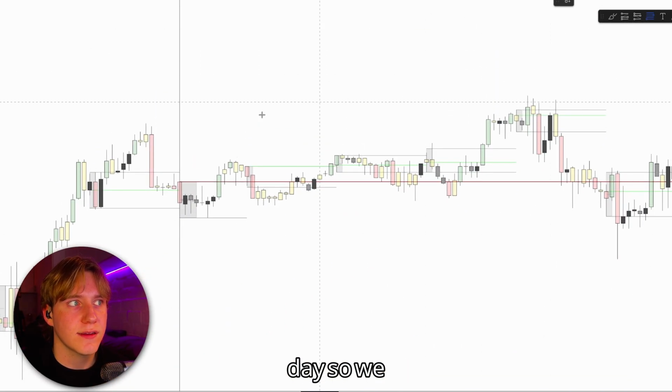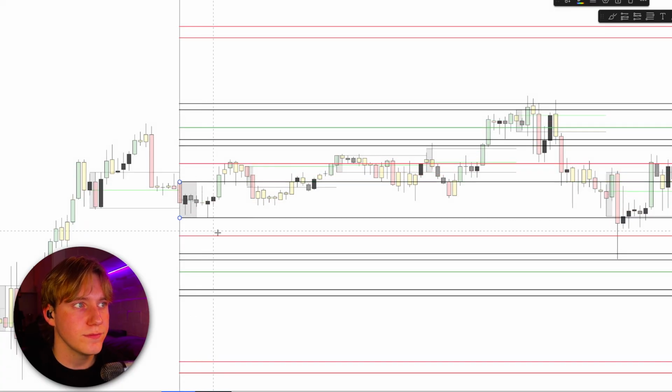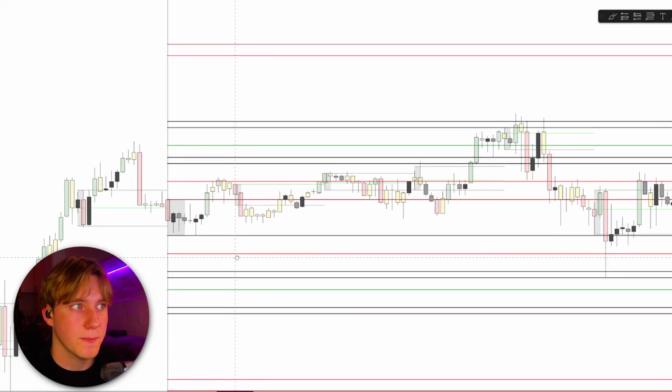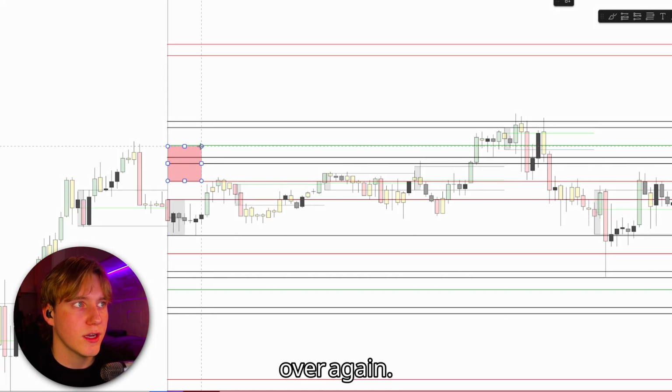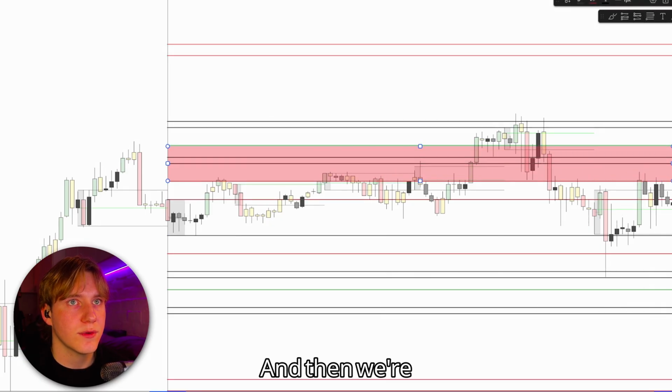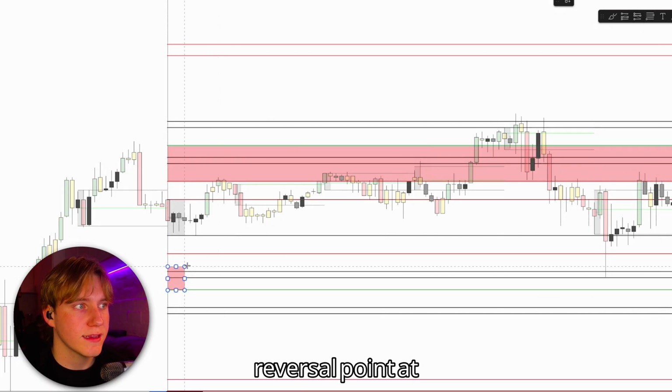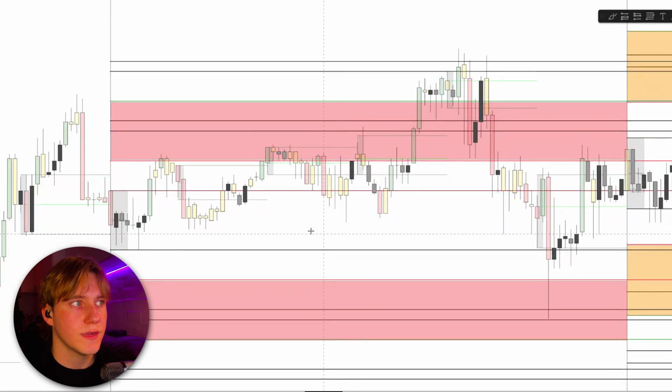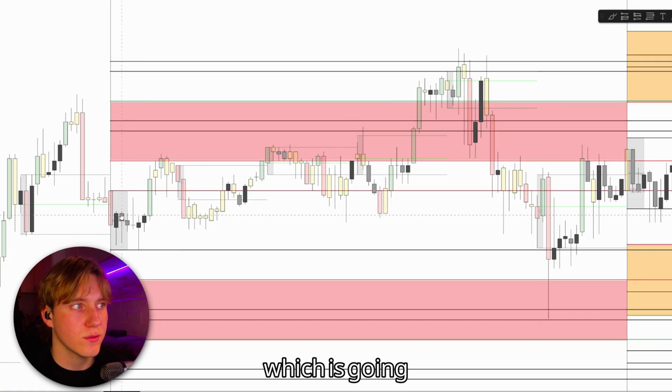Let's get another day so we can just see how it works. That's the 1800 MCR. It's a 1 hour MCR. And we can see the same thing happening over and over again. We have our first reversal point on that first breakout. And then we're going to have our second reversal point at this bottom. And here we can see price reacting off of those reversal points to continue price to our draw on liquidity, which is going to be this 1800 profile.